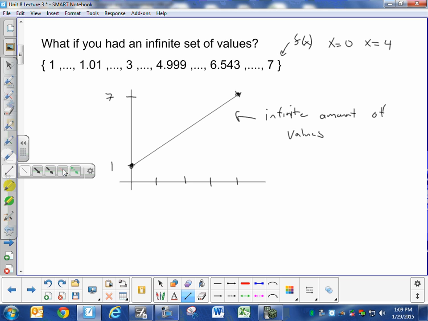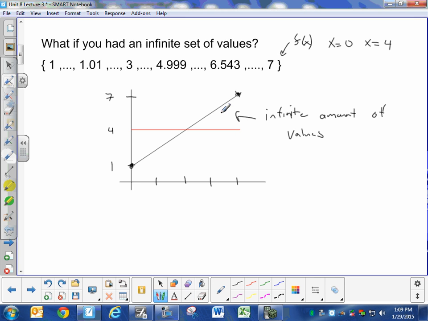Yeah, right smack dab in the middle at 4. And this should make sense because we have the same amount of values above this line and the same amount of values below the line. Okay? So that's cool. At least we can kind of picture what the average would be of an infinite set. We can picture that being an actual value. It's not like the value doesn't exist.